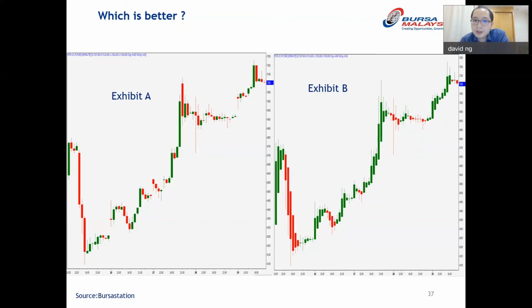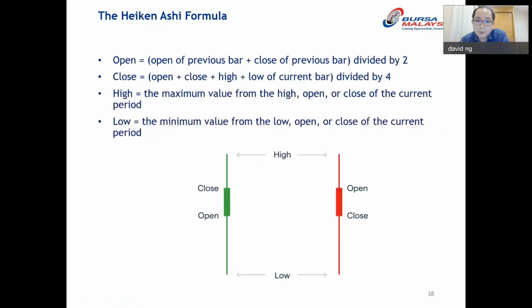So if you look at the differences between exhibit A and exhibit B, if you are a trend trader and you're using Heiken Ashi, you'll be in the trend longer than if you're using Japanese candlesticks, because it does show you how the trend changes by looking at the colors of the bar. So once the color changes, that shows you the trend is going to be weak or going sideways.